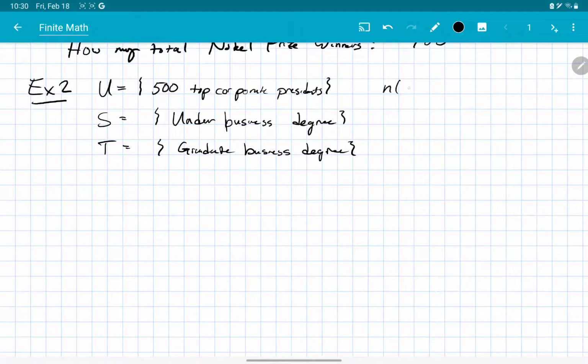And before, the number of U is 500, the number of S is 238, and the number of people in set T is 184. Okay, now we're going to work backwards. From these 3 pieces of information, we're going to draw the Venn diagram and put in all of the numbers that belong to each of the basic regions. So our final for this one is going to be the starting point for the previous one.